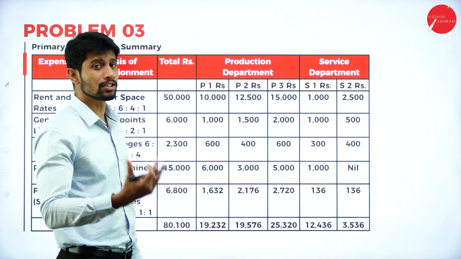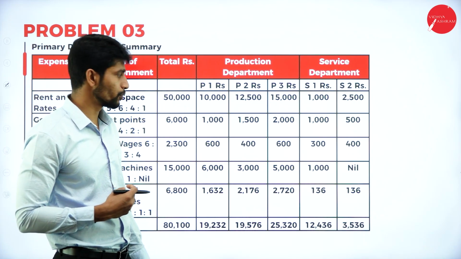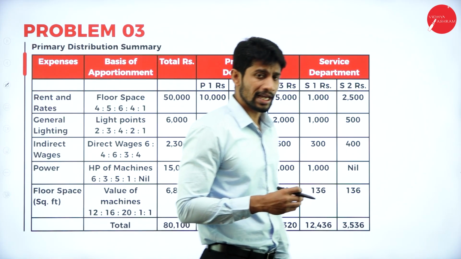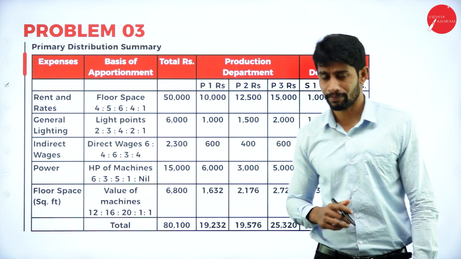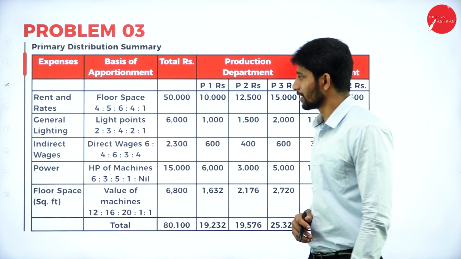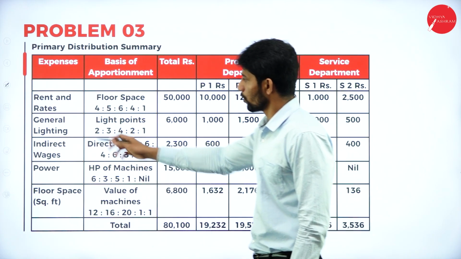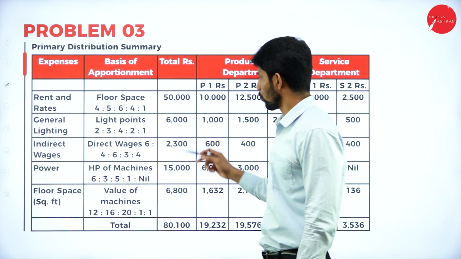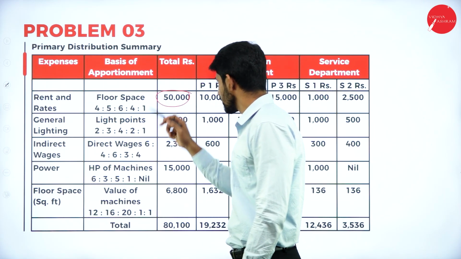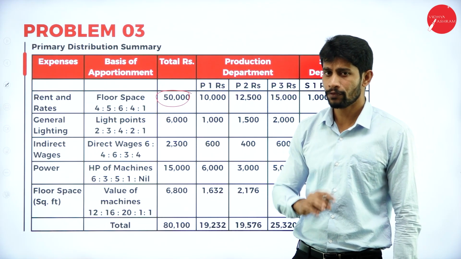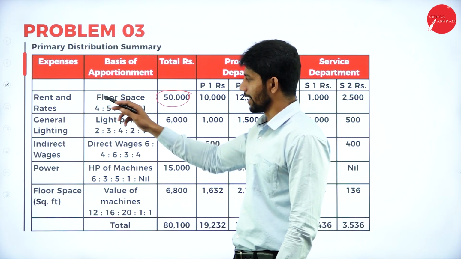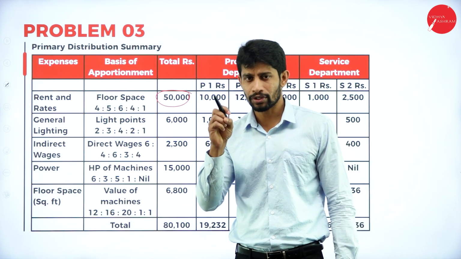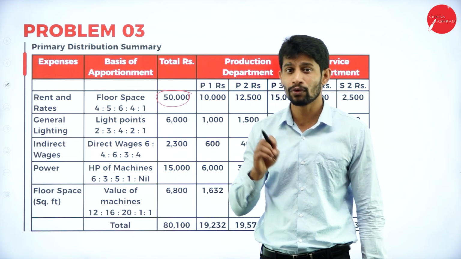Now start with the primary distribution. Now distribute the expenses among the different departments. So rent and rates is given, right? What is the total expenditure of rent and rates? It is 50,000. So rent and rates is based on the floor area, right? We are going to distribute the expenses based on the floor area.